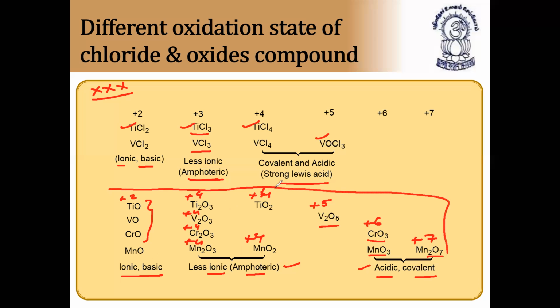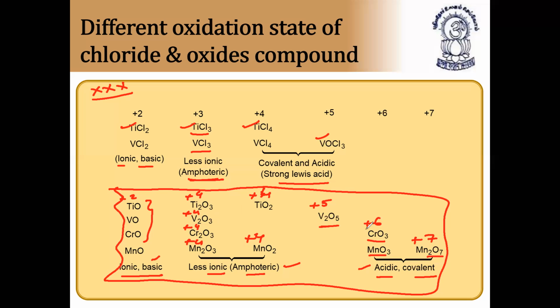So by this, what you can understand: the metals in their lower oxidation states are ionic. They form ionic compounds and they are basic in nature. And the metals in the middle oxidation states, that is plus 4, they are less ionic and amphoteric in nature.